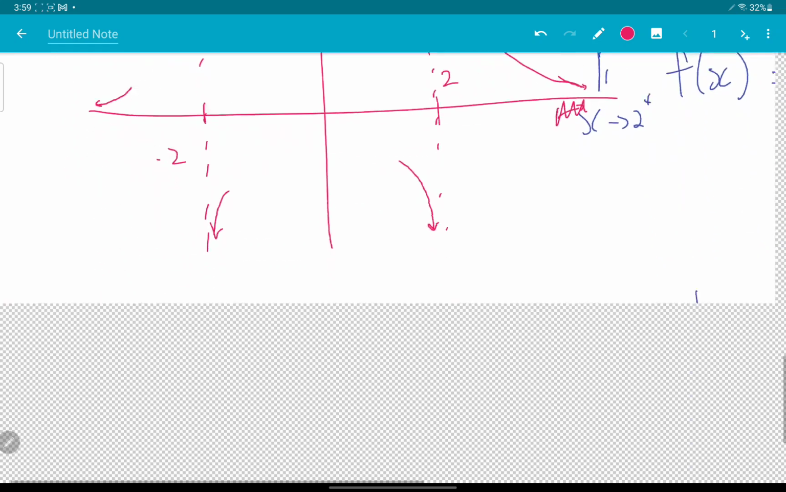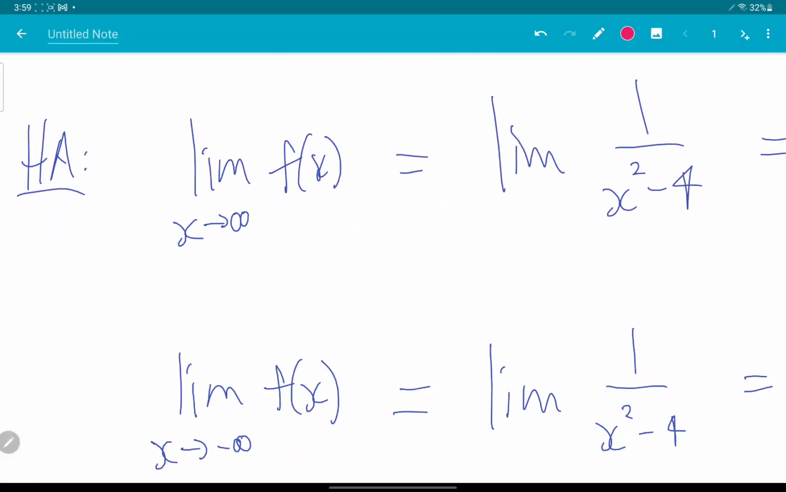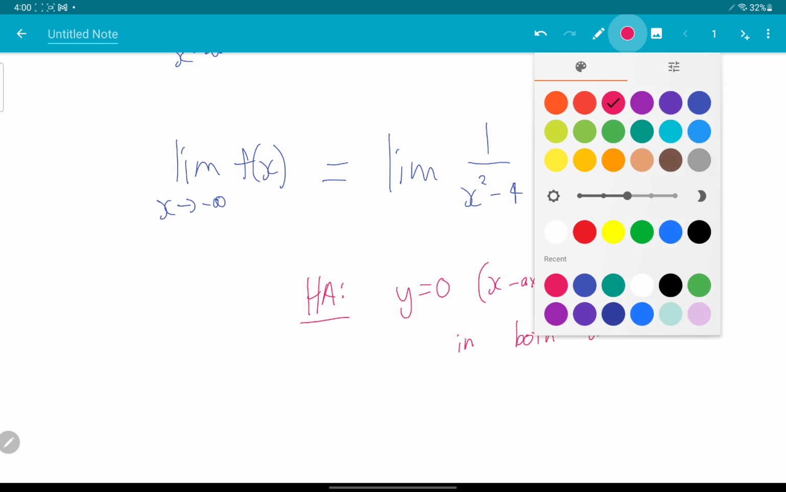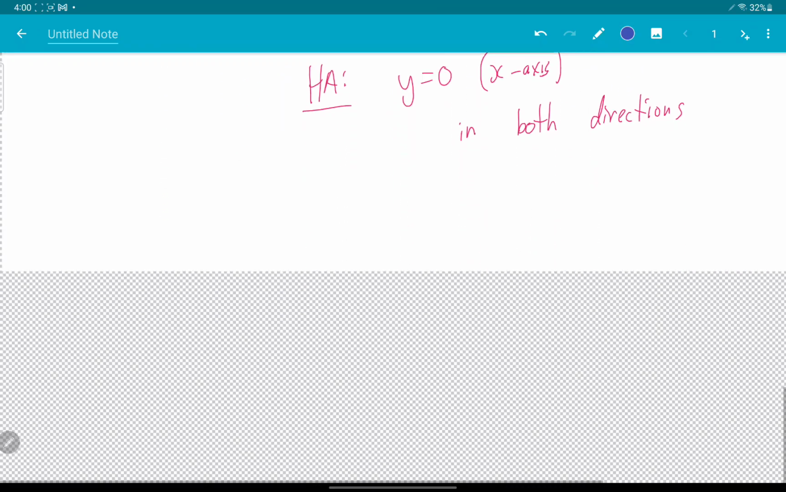Okay, so we have the horizontal asymptotes. So the horizontal asymptote is y equals 0, the x-axis, in both directions. As x goes to plus infinity, and also as x goes to minus infinity. Okay, E, intervals of increase and decrease.